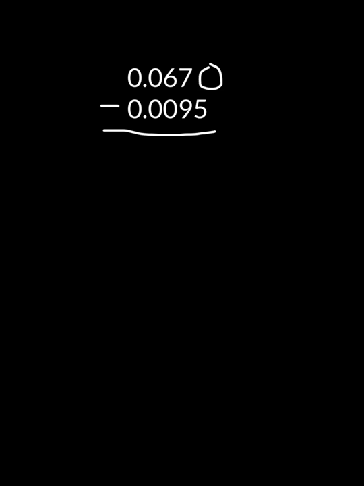Let's look at one more example of subtraction. For this example, we have 0.067 minus 0.0095. Our first step will be to line them up and make sure those decimals are lined up. Okay, so I've lined them up. My decimals are all in a line, and you can see that I've put a 0 here as a placeholder, and now all that's left is to subtract.